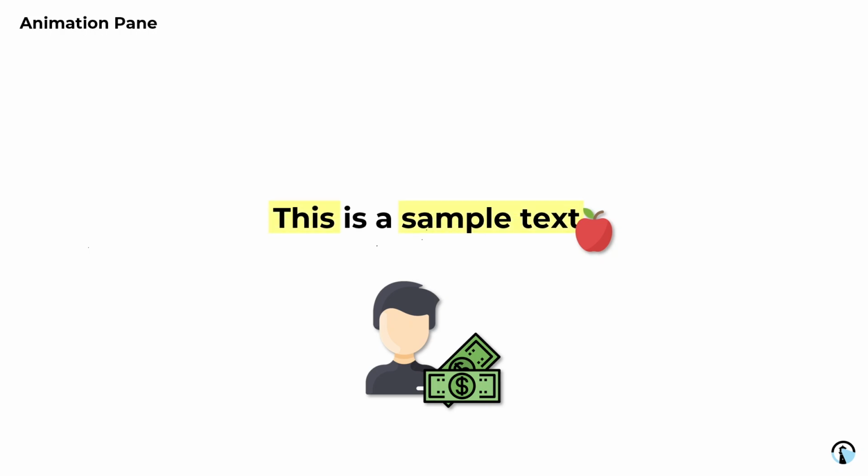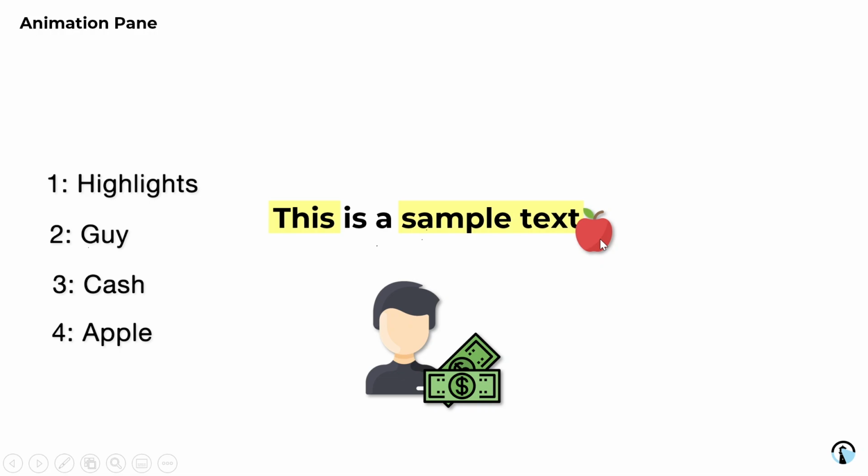So it shows the text. Now it's showing the apple. Then it shows the person, the cash, and it shows the highlight from bottom up. Now, let's say we actually want the highlight first, then we want the guy, then we want the cash, and then we want the apple, okay?